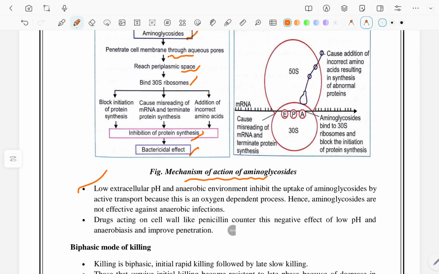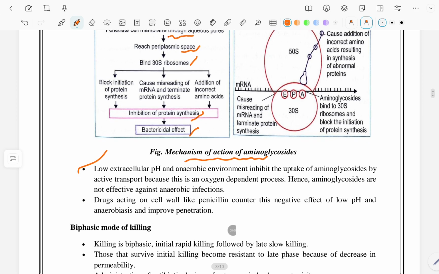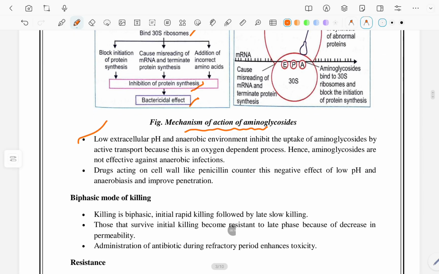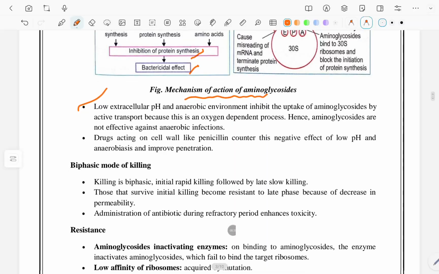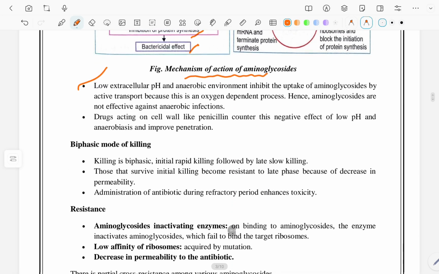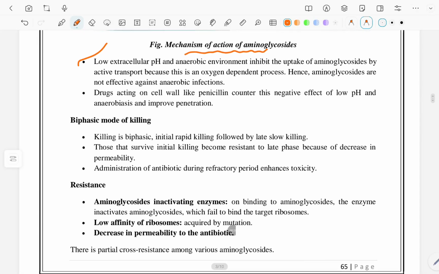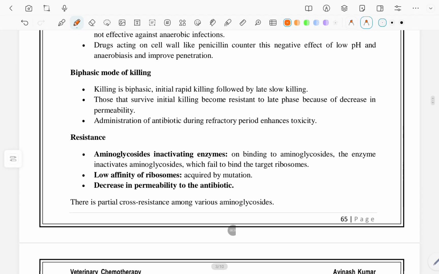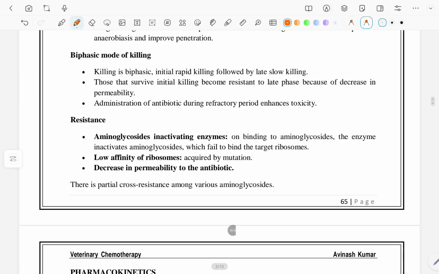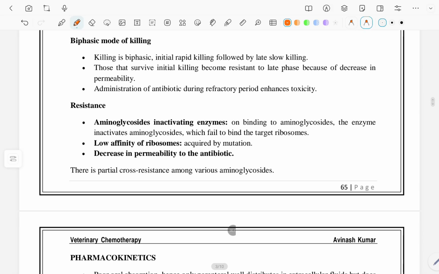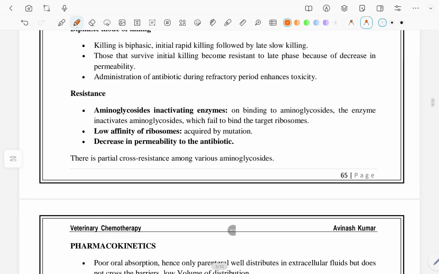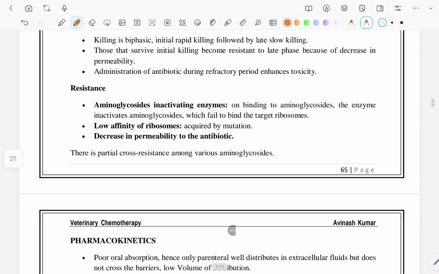Low extracellular pH and an anaerobic environment inhibit the uptake of aminoglycosides by active transport, because this is an oxygen-dependent process. Hence, aminoglycosides are not effective against anaerobic infection. Drugs acting on the cell wall, like penicillin, counter this negative effect of low pH and anaerobiosis and improve penetration. Biphasic mode of killing: initial rapid killing followed by late slow killing. Those that survive initial killing become resistant to the late phase because of decreased permeability. Administration of antibiotic during the refractory period enhances toxicity.